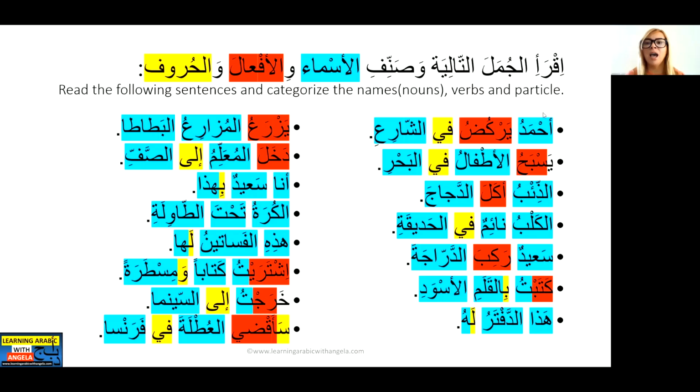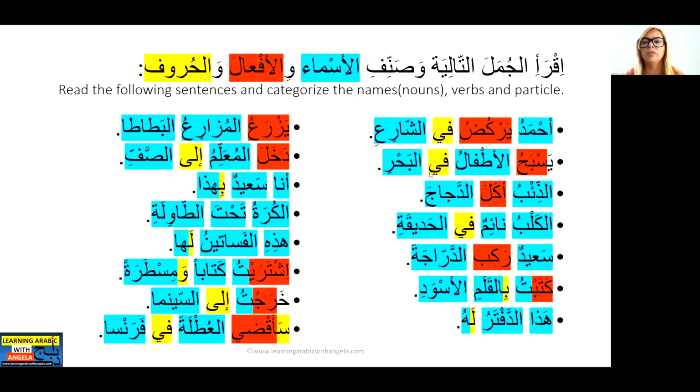أحمد يركض في الشارع. Ahmad is running in the street. Ahmad is a proper name. يركض, that's a verb, he's running. في is a jar particle. الشارع, we know from the alif lam, it's a noun.